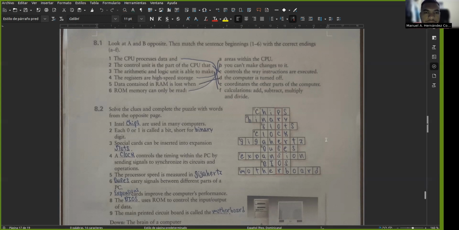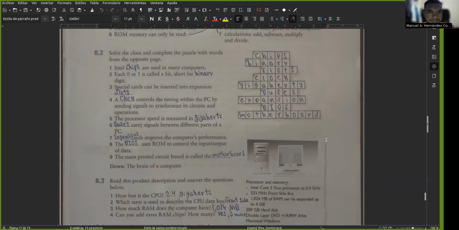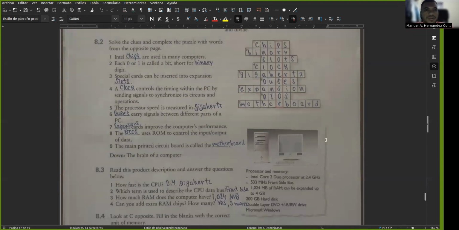Data contained in RAM is lost when the computer is turned off. ROM memory can only be read. You can't make changes to it. Solve the clues and complete the puzzle with words from the opposite page. Intel chips are used in many computers.